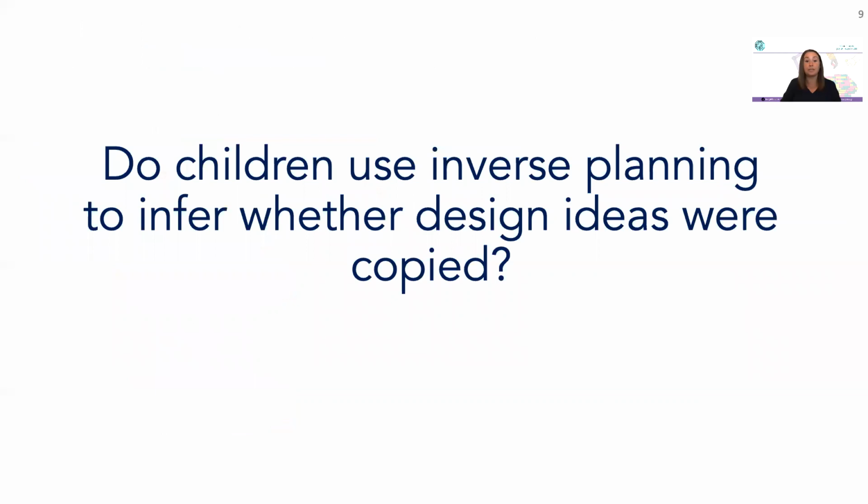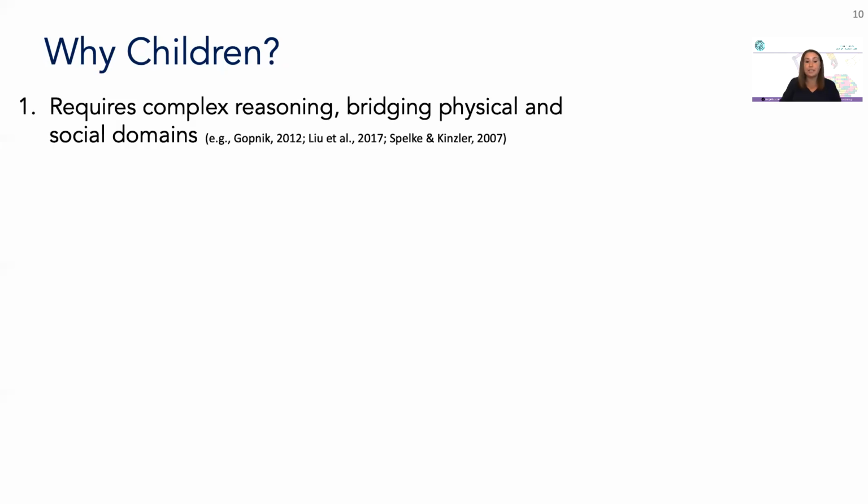Today, we're examining the development of this reasoning by asking whether children use inverse planning to reason about the origins of design ideas, in particular, whether a design was copied. You might be wondering why study this in children. There are a few reasons why understanding the development of this reasoning is important. First, it's reasonable to expect that children might not be able to do this. Reasoning about people from objects is a complex form of reasoning, one that requires bridging the domains of physical and social reasoning.